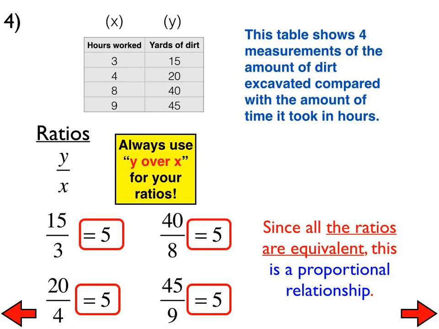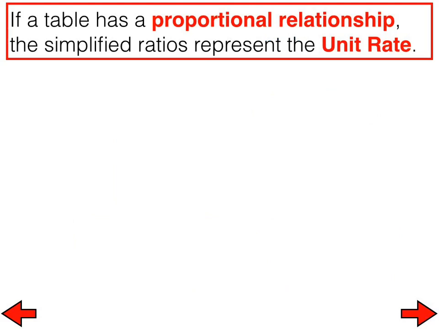All right, next we've got some things we need to fill in our notes. If a table has a proportional relationship, the simplified ratios represent the unit rate. You've heard those two words, unit rate, many, many times over the last few weeks. So when I say unit rate, you should have some sort of an idea of what I mean by that. And this is why we simplify our ratios, not only to check to see if we have a proportional relationship, but this also leads us to the unit rate. So if a table has a proportional relationship, the simplified ratios represent the unit rate.